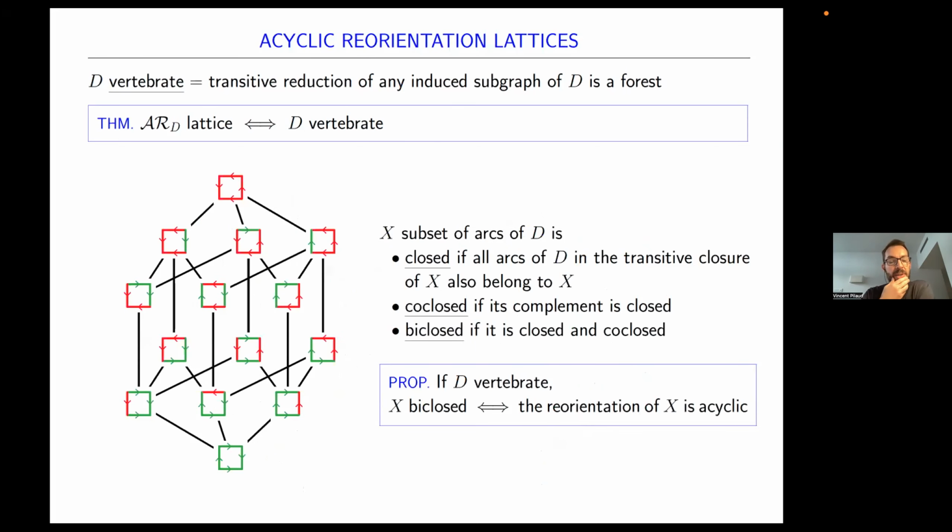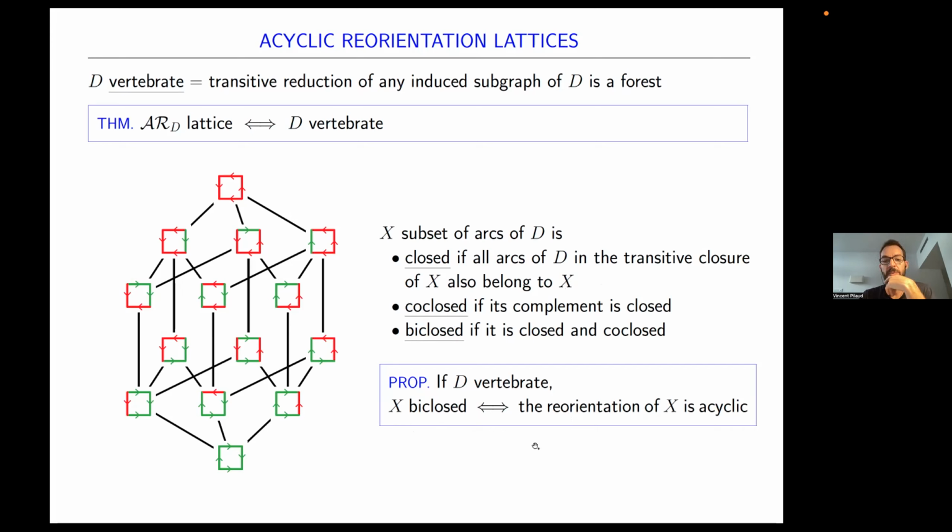So this is the first thing. Actually, not only is it a lattice, but it's quite easy to compute meets and joins in this lattice. And this is based on the notion of biclosed sets. So I will go a bit fast because I'm already late. The notion of biclosed set is a way to characterize which are the possible sets of reversed edges. So I tell you a set of edges, and I tell you I reverse these edges, and this condition tells me whether this is a valid set of reversed edges. And the condition is that they have to be closed in the sense which is written here. So all arcs in the transitive closure of this subset X are also in X, and they have to be co-closed in the sense that the complement of this set has to be closed as well. So sets which are closed and co-closed, we call them biclosed, and these are precisely the sets which you're allowed to reverse to define an acyclic reorientation.